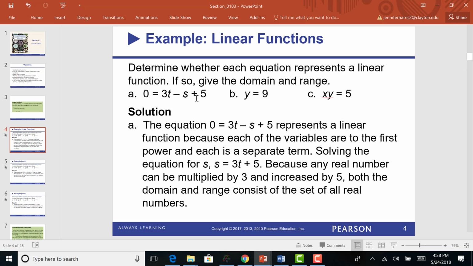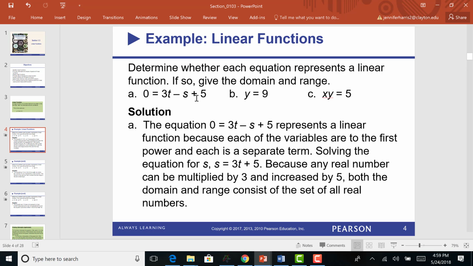Now, the question wants to know, is it linear? Here's how you tell if an equation is linear. One, there are no exponents. There's no variable on the bottom. And you have to end up with one letter by itself. Can you put one letter by itself? Yes. Okay? So you have three things. One variable should be by itself on one side of the equal sign, and it can have no exponents and no variables on the bottom.